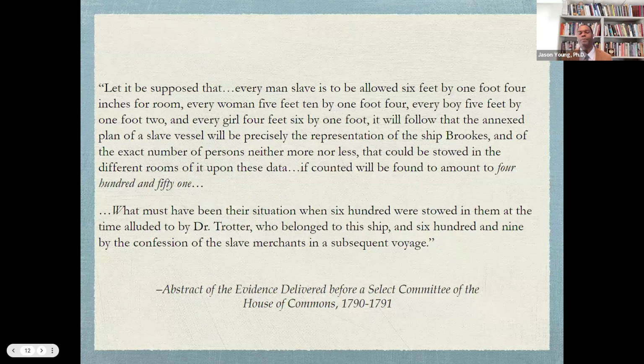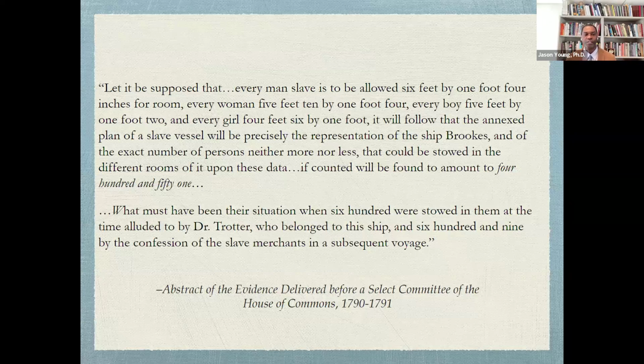The thing that Parliament was particularly interested in was just how many people can be humanitarily packed onto slave ships, and how much space is provided and afforded to people, and how many is too many. And so in order to do that, they start doing a range of kind of calculations in calculus, right? Let it be supposed that every man slave is allowed 6 feet by 1 feet 4 inches for room, every woman 5 feet 10, every boy 5'1", it goes down the list, every girl.